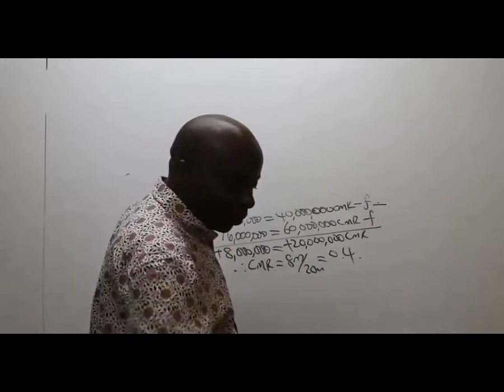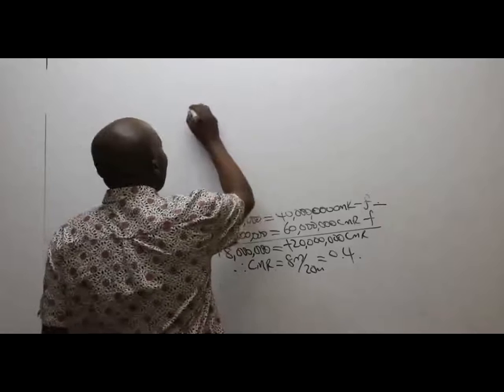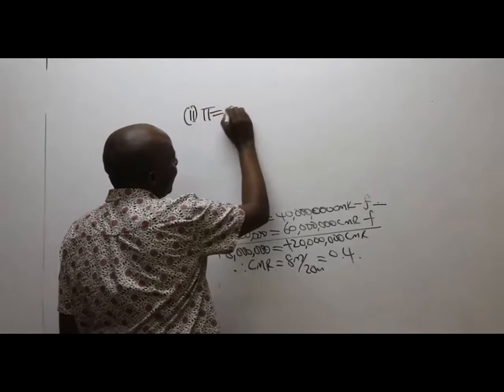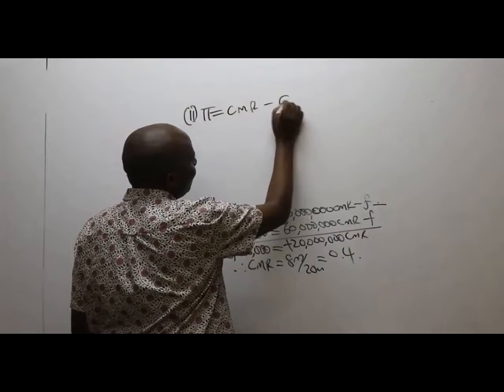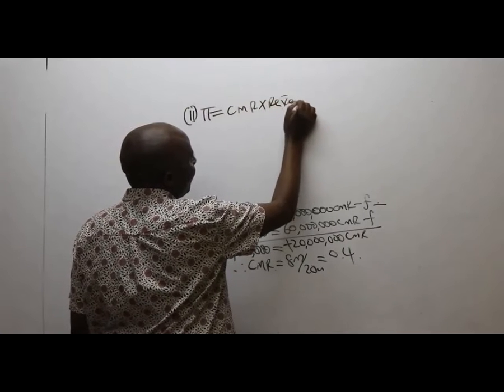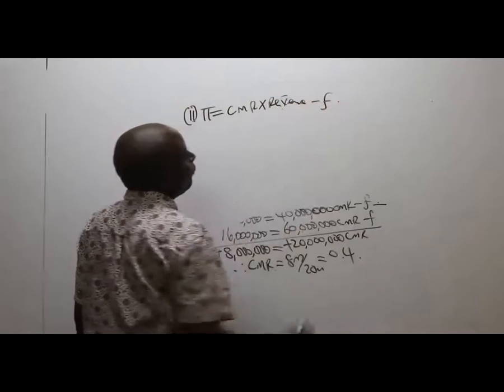One thing that I know for number 2 is that I'll write the profit prediction equation. We know that profit is CMR multiplied by revenue minus fixed cost of the firm.